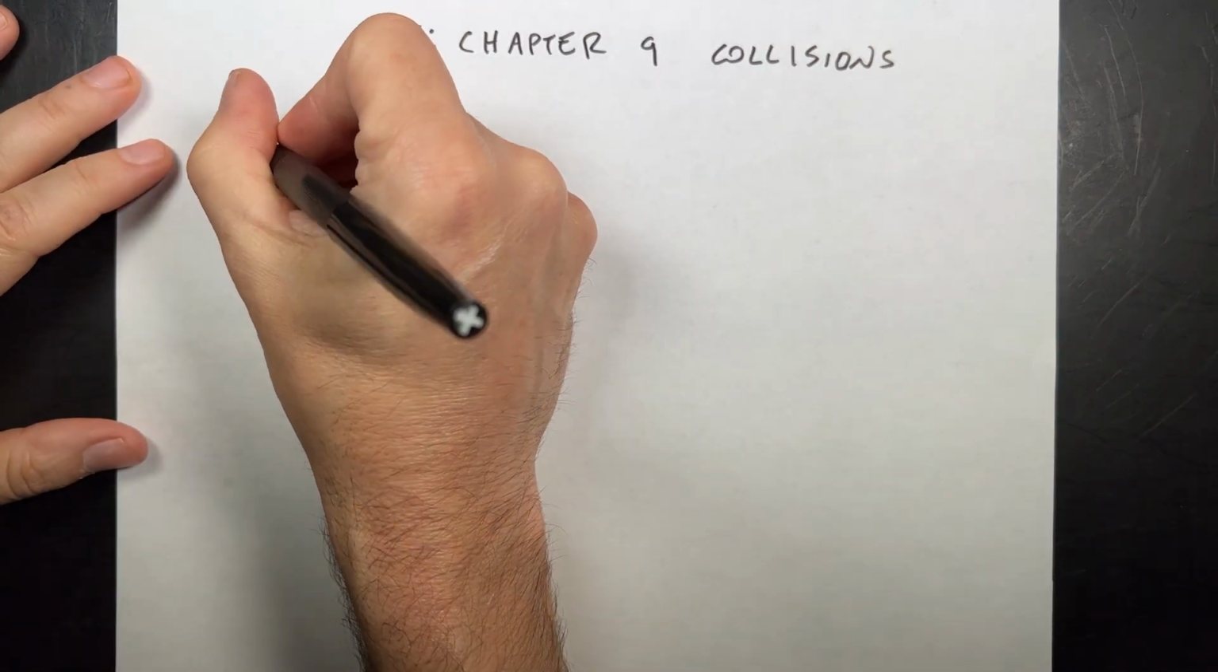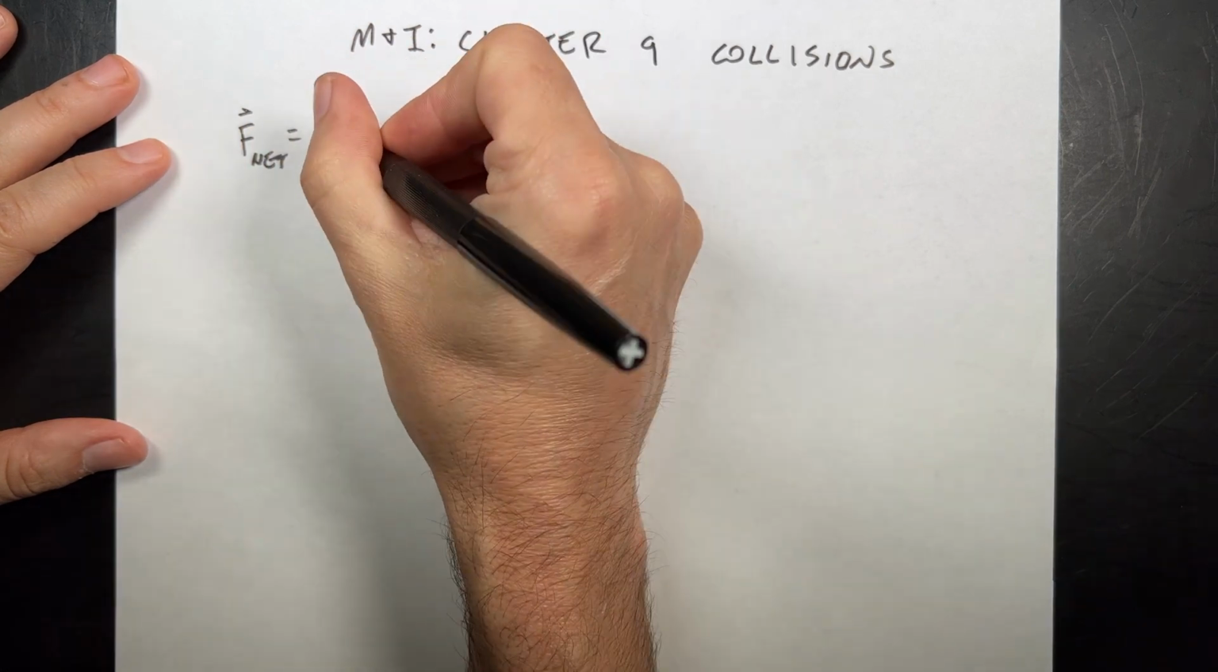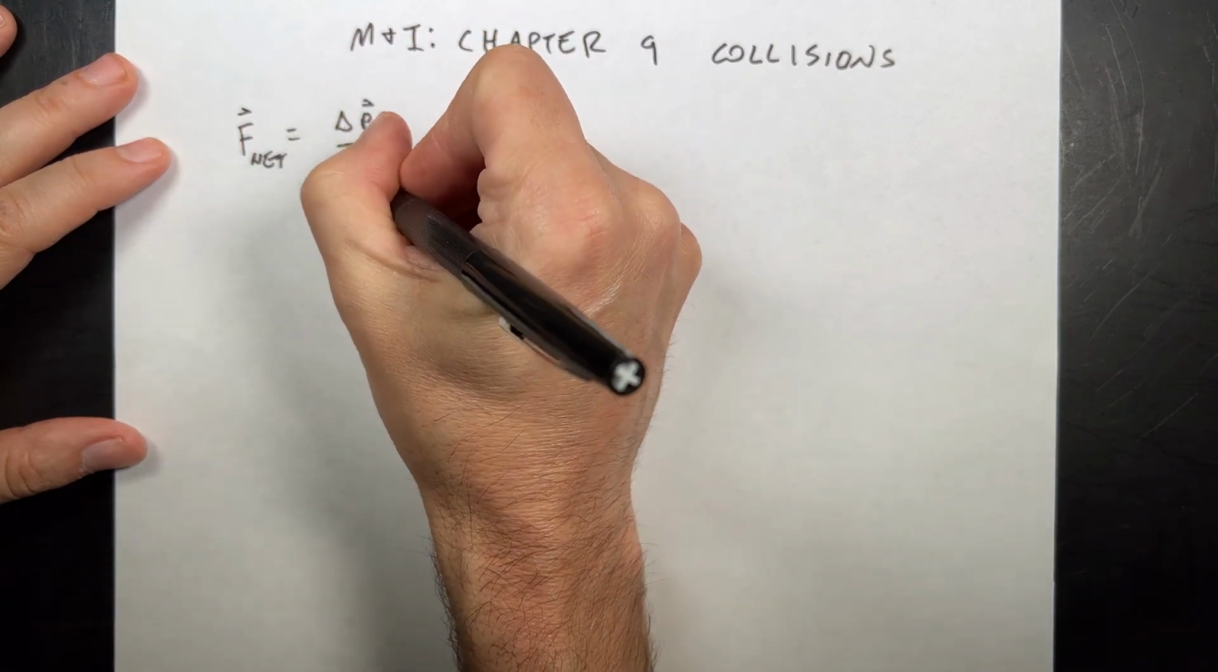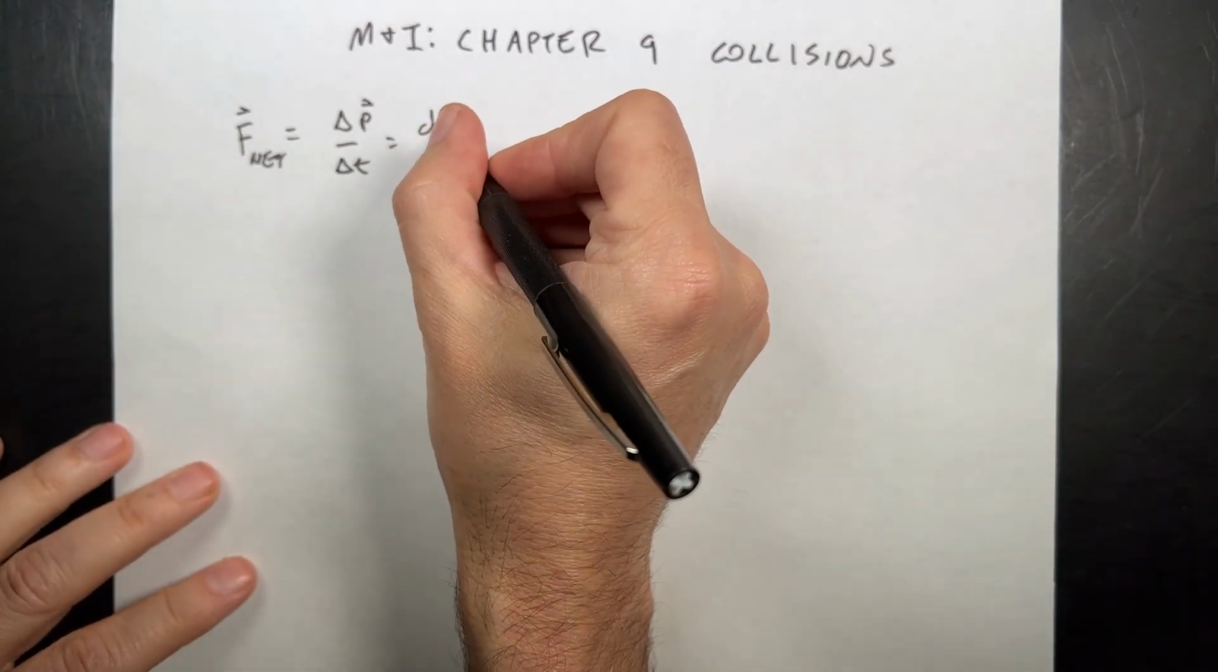So remember we have the momentum principle. It says that the net force is the change in momentum with respect to time. We can write it as a change, and that's fine. You can write it as a derivative if you want. Okay, I'll do that too. dp/dt.